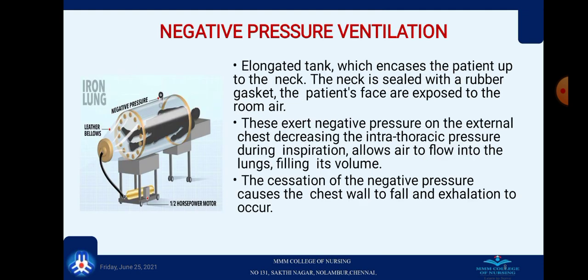Negative pressure ventilation. Negative pressure ventilation is an elongated tank which encases the patient up to the neck. The neck is sealed with a rubber gasket. The patient's face is exposed to the room air. This exerts negative pressure on the external chest, decreasing the intrathoracic pressure during inspiration. It allows air to flow into the lungs, filling its volume. The cessation of the negative pressure causes the chest wall to fall and exhalation to occur.